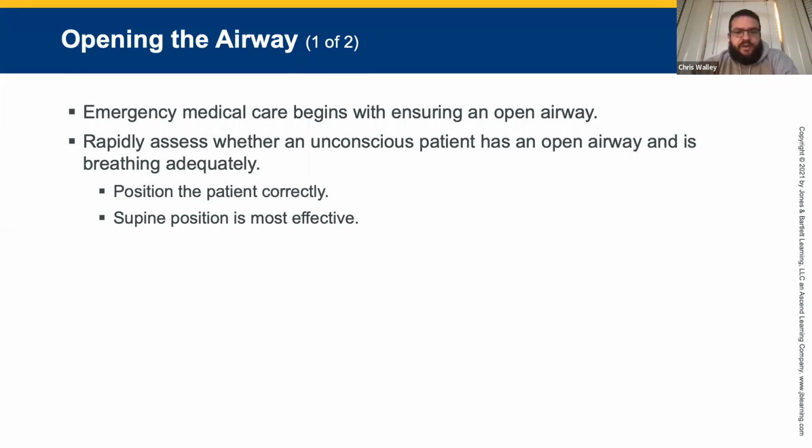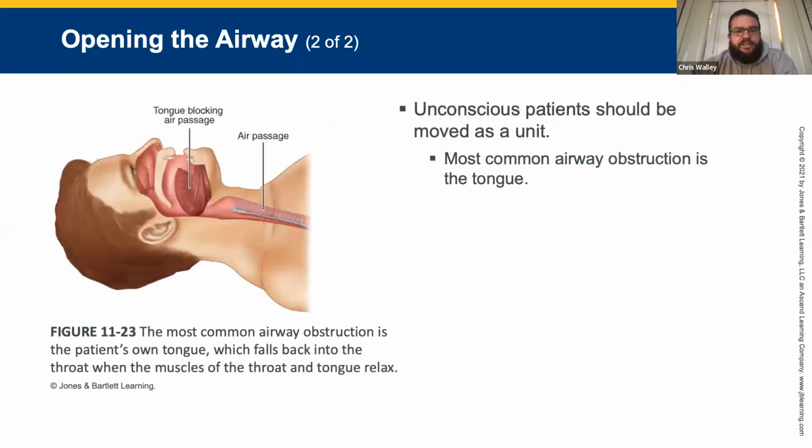Position the patient supine. Unconscious patients should be moved as a unit because of the potential for a spinal injury. You should be able to see that in your 11-2 in your book about having to move them. In an unconscious patient, the most common airway obstruction is the patient's tongue, which falls back into the throat when the muscles of the throat and tongue relax.